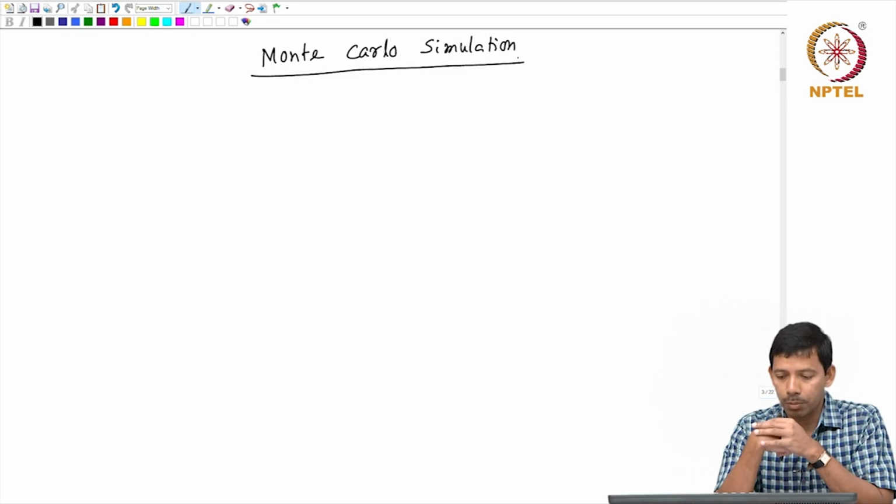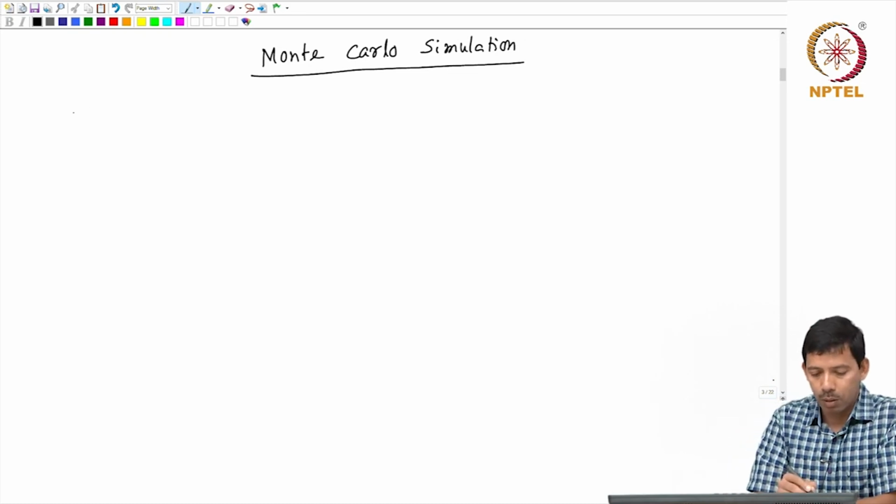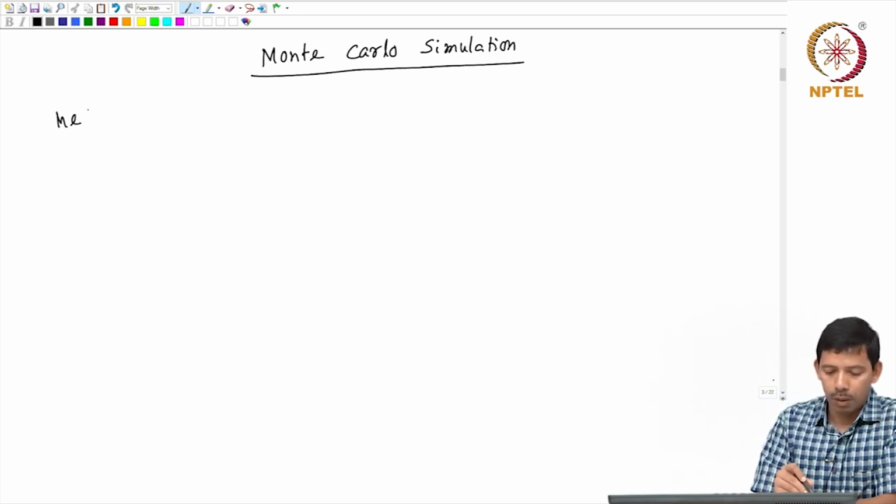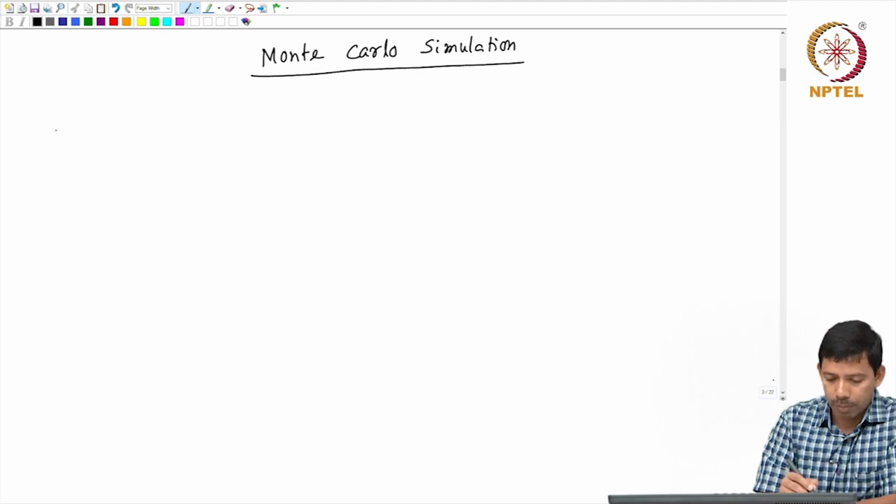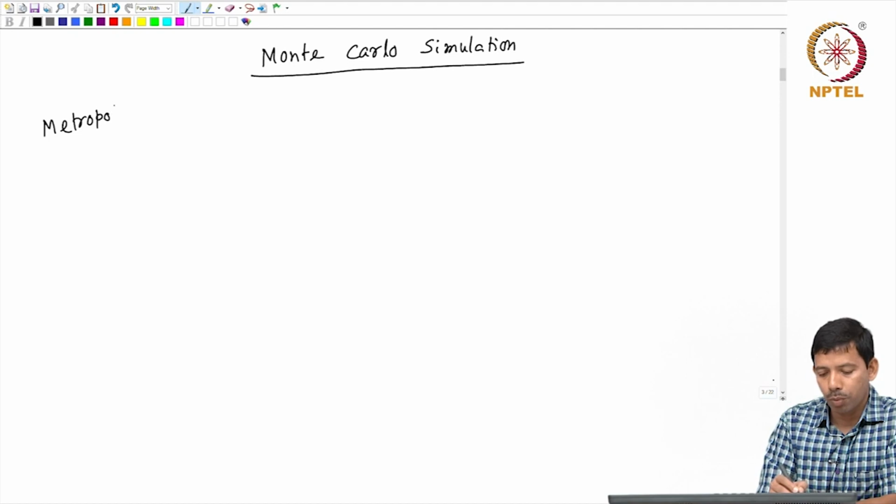So, I will briefly touch upon Monte Carlo simulation, and here I will specifically look at the Metropolis Monte Carlo algorithm, Metropolis algorithm, which will guide us how to generate new conformations, new microstructures of a system. So, in the Metropolis algorithm, there are 4 important steps.